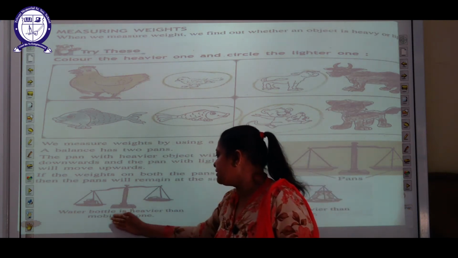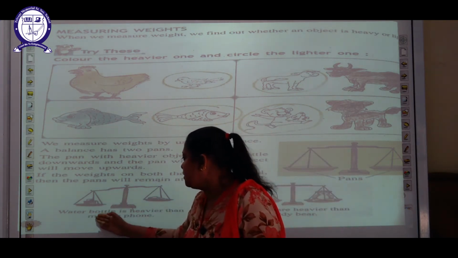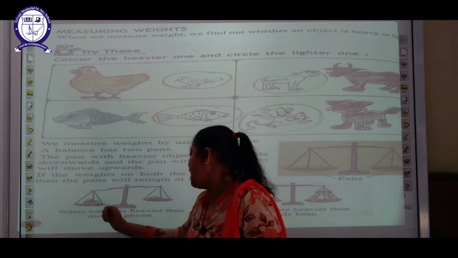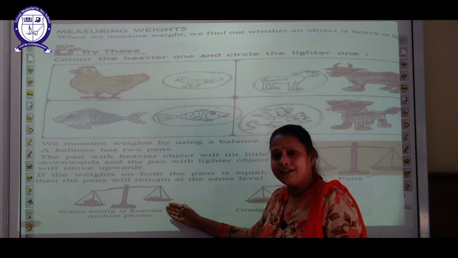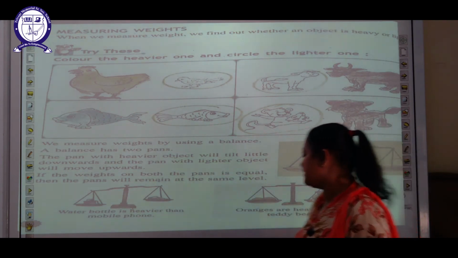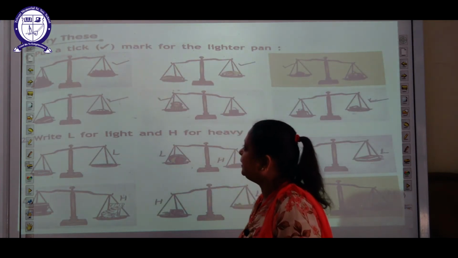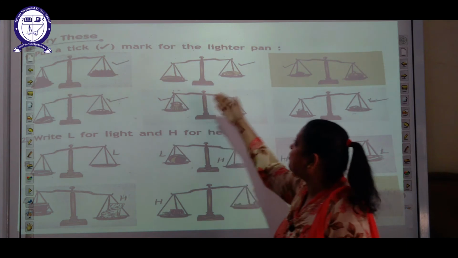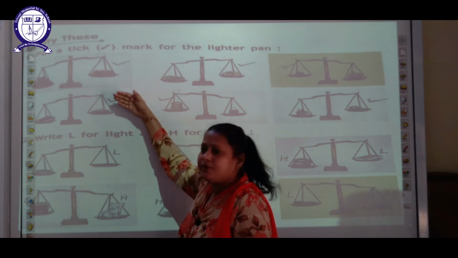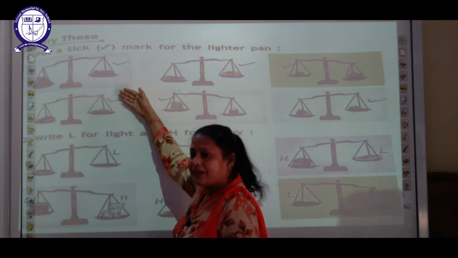Students, see in the picture, the water bottle is heavier than the mobile phone. The water bottle is heavier because this pan has moved downward. It shows that it is heavy, and this shows that it is light because this pan moved upward. Now oranges are heavier than the teddy bear. Put a tick mark for the lighter pan. Which is the lighter pan, students? The pan that moves upward shows that it is the lighter pan. So you have to tick carefully here.